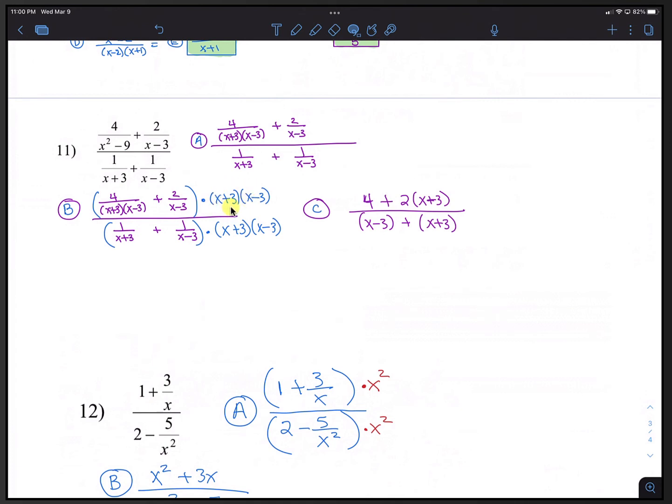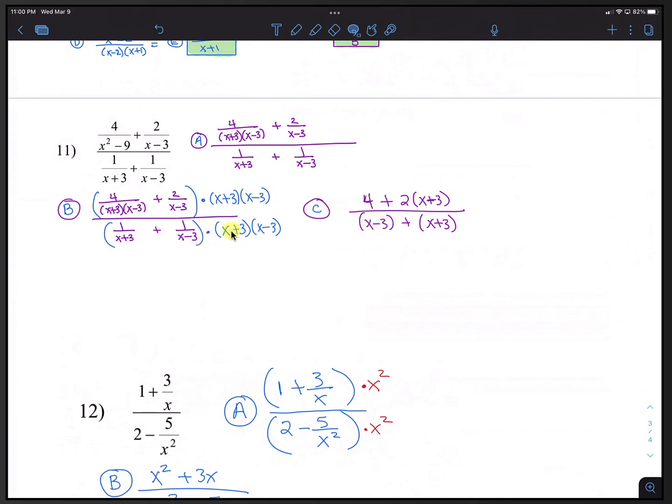Okay, now when we multiply x plus 3 times x minus 3 multiplied by this fraction, only the x minus 3 will cancel with the other x minus 3. That will leave you with the 2 here and the x plus 3. So that's 2 times x plus 3 over here. Let's go to the denominator. So when we multiply x plus 3, x minus 3 times this fraction, the x plus 3 will cancel with this x plus 3, leaving you with x minus 3. And that's what you see here.